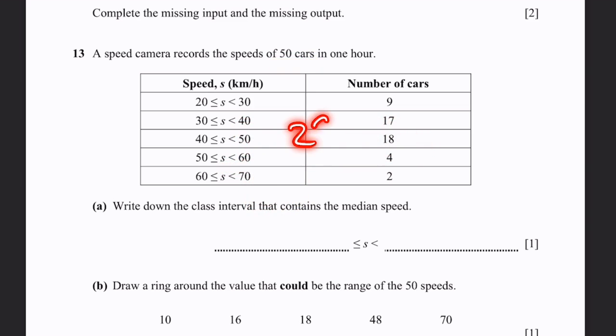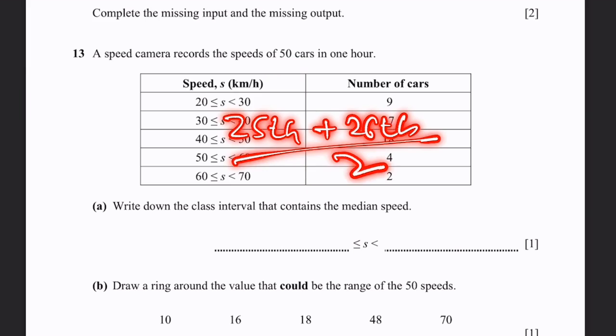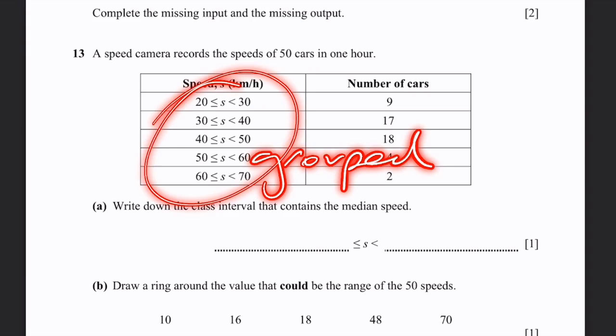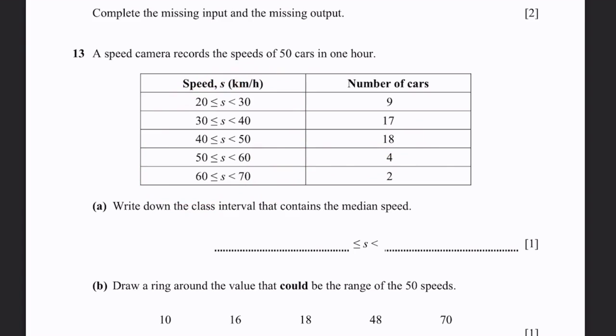So in this case, it's not just 25th because it's an even number, but then we have to add 1 to 25, so we get 26th as well. In reality, to find a median, we need to do 25th plus 26th divided by 2. But that is not really important because we do not have the actual values. This is just grouped data. As we can see, they are in class intervals. So we need to just find out where the 25th and 26th values are in these groups here.